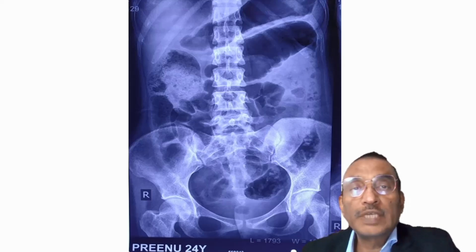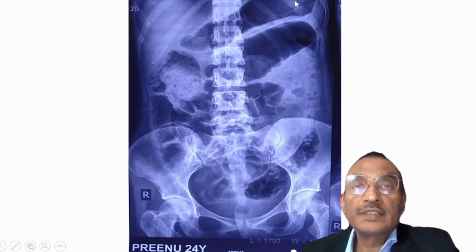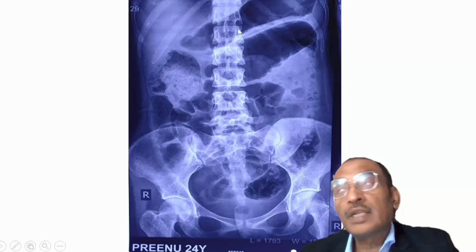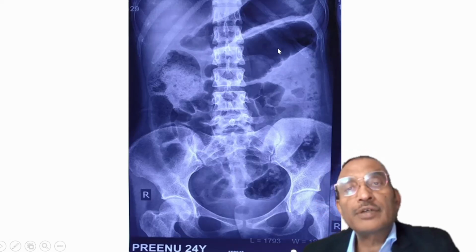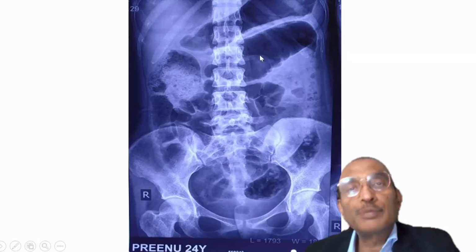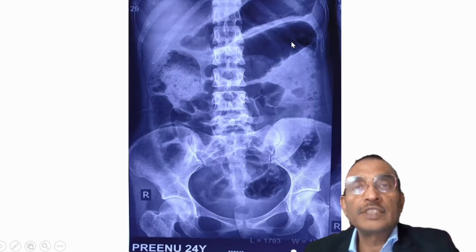So here, what do we see here? This is a plain X-ray abdomen, and this is a supine film. Why is it a supine film? Because we are not seeing any air fluid level. And one should always remember that for toxic colon and gas pattern of the small bowel or large bowel, we always ask for the supine film. And for air fluid level and for seeing pneumoperitoneum, we always ask for an erect film. So this is a supine film.